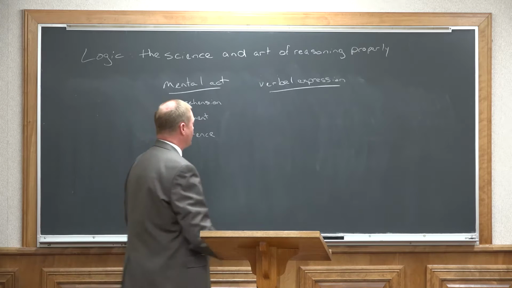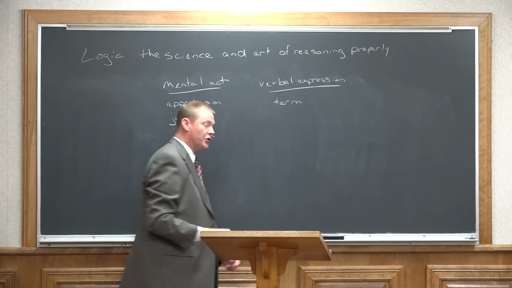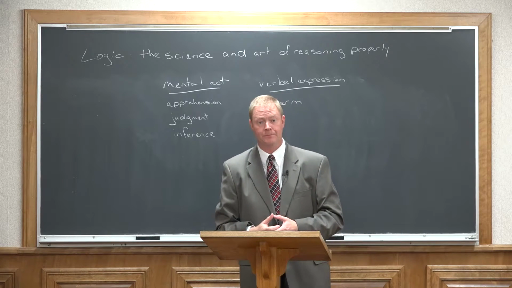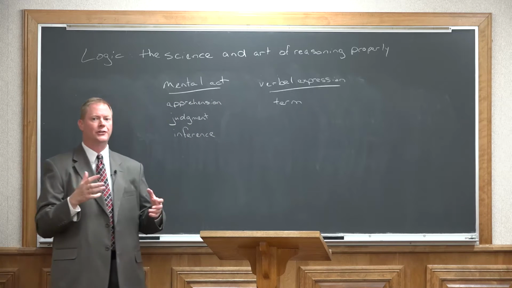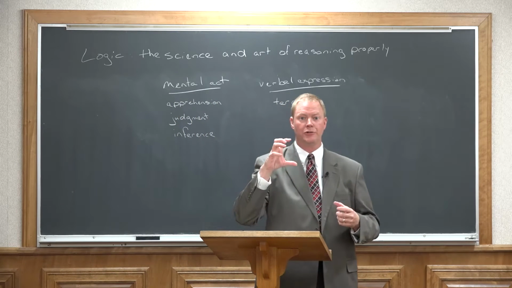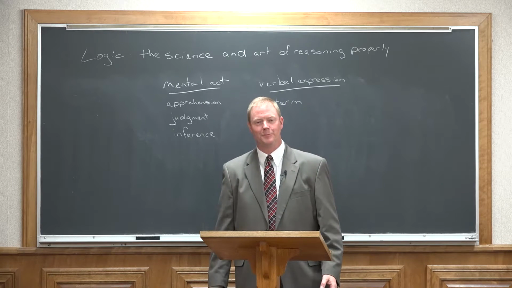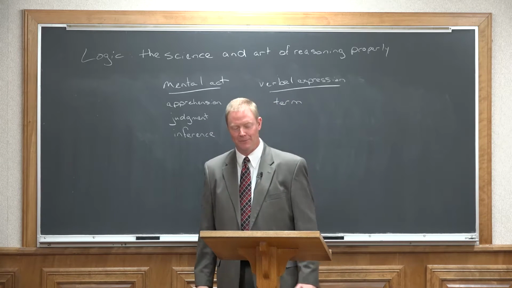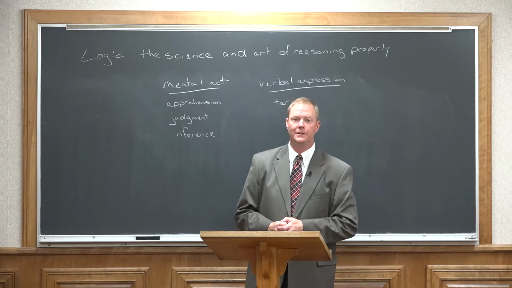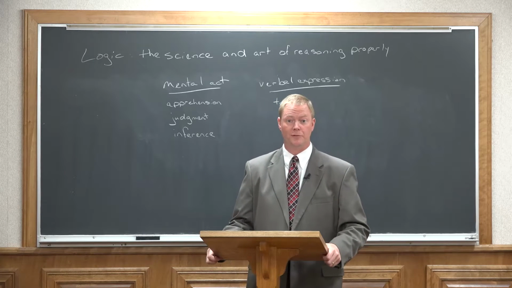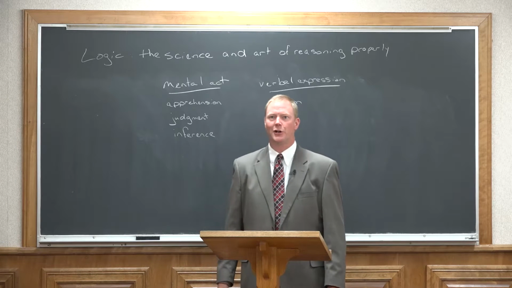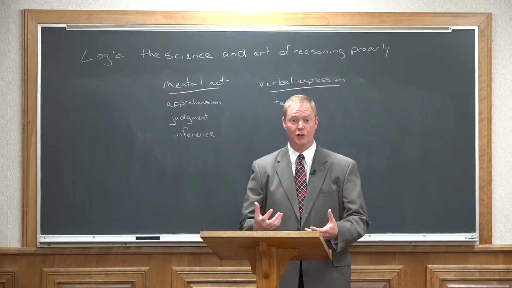So, let's go back to apprehension. Apprehension, the verbal expression of it, is the term. A term is a word or a group of words that expresses a concept. So the apprehension would be involved, for instance, in apple. The term apple is an expression of our apprehension of that round green or red fruit, sometimes called delicious, used to make apple pies. Poodle is a term. Sometimes a term expresses itself in a group of words. A Ford Mustang is a term for a particular car.